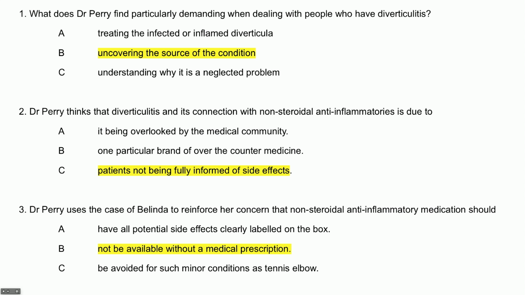Okay, so let's take a quick look at all of the correct answers here. So number 1 was B, uncovering the source of the condition. 2, C, patients not being fully informed of side effects. And 3, B, not be available without a medical prescription.